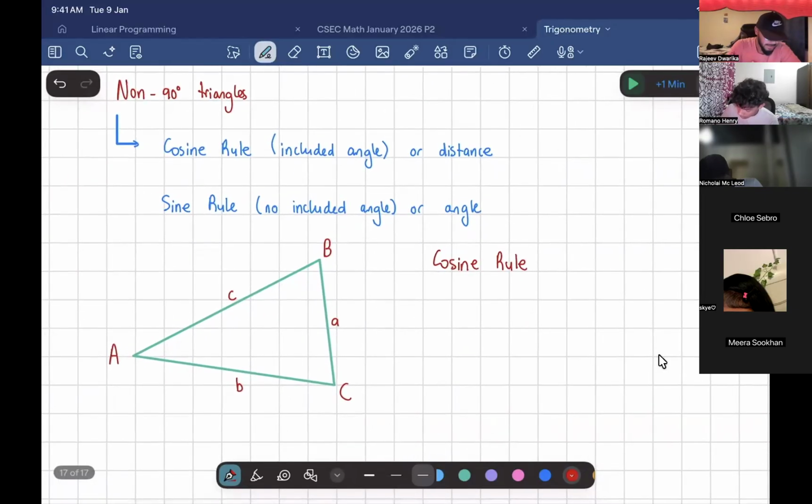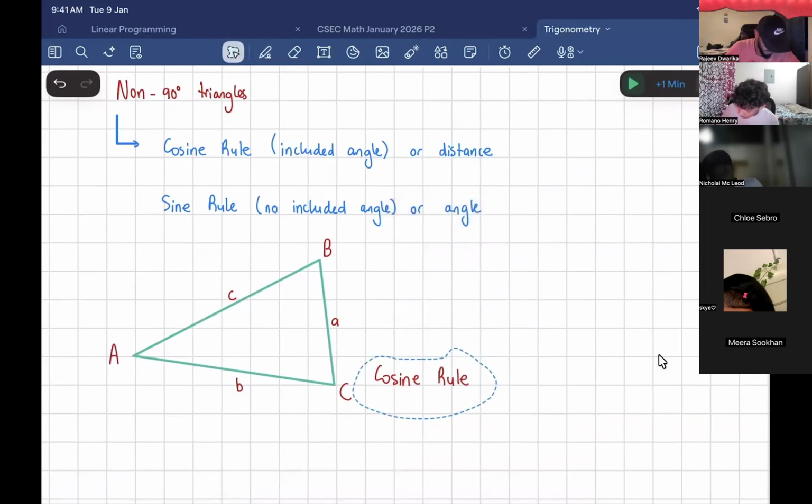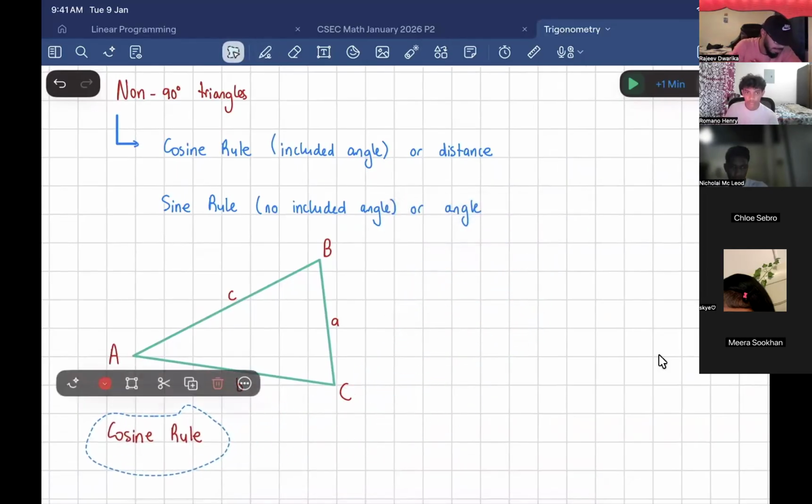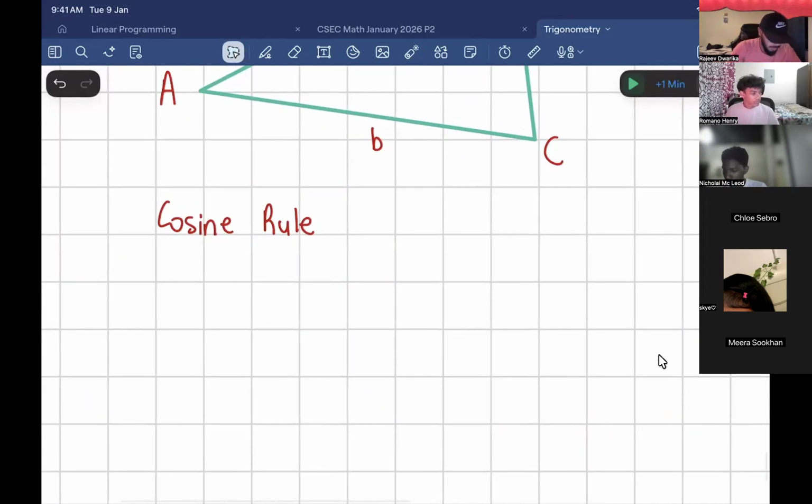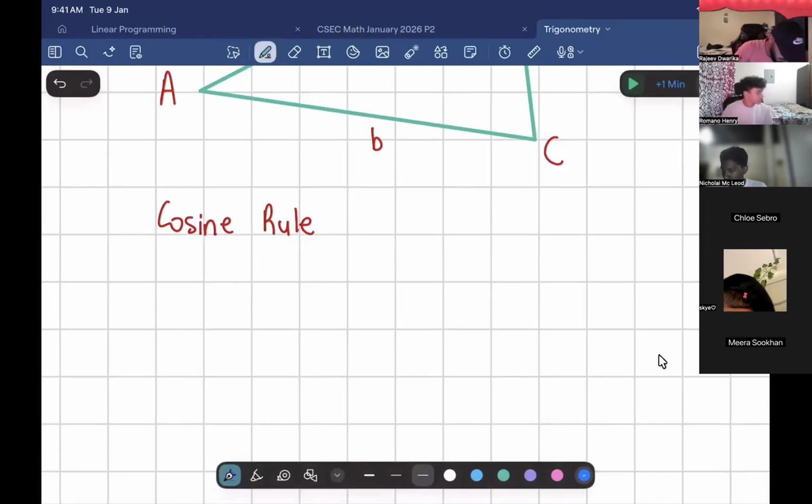I'm sending these notes immediately after class. So, guys, the main emphasis should be on understanding, because I'm sending this right after class.